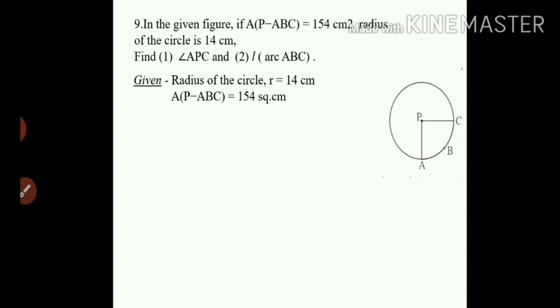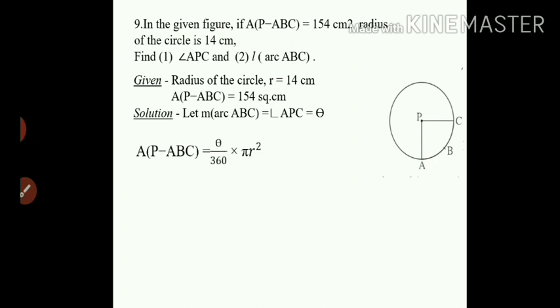First I will write the given part: the radius of the circle is 14 centimeter and the area of PABC, which is already given, is 154 square centimeter. Here I want to find the value of theta first. So the solution: let the angle APC be theta. I will use the formula for area of sector, that is area of PABC is theta upon 360 into pi r square. I will start substituting the values.